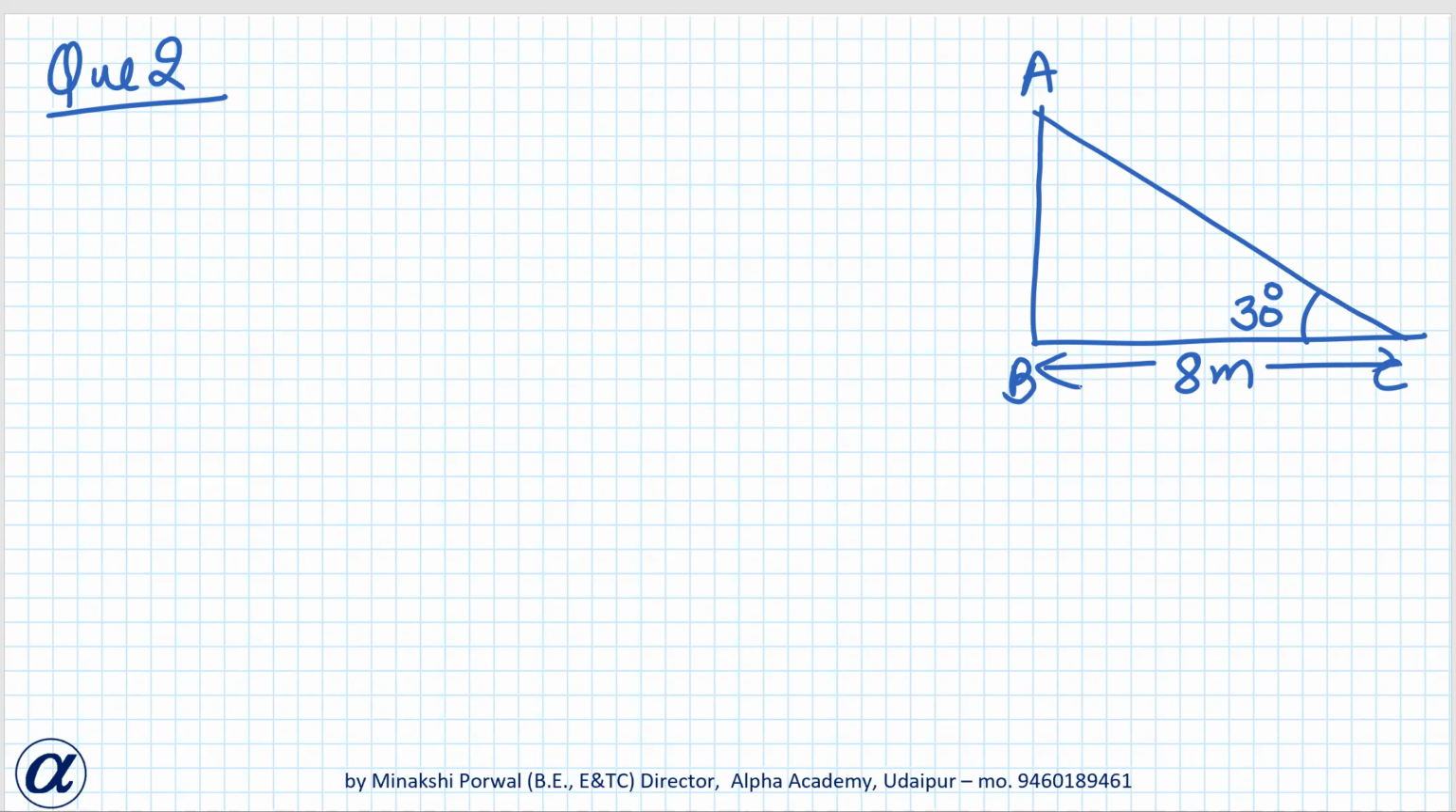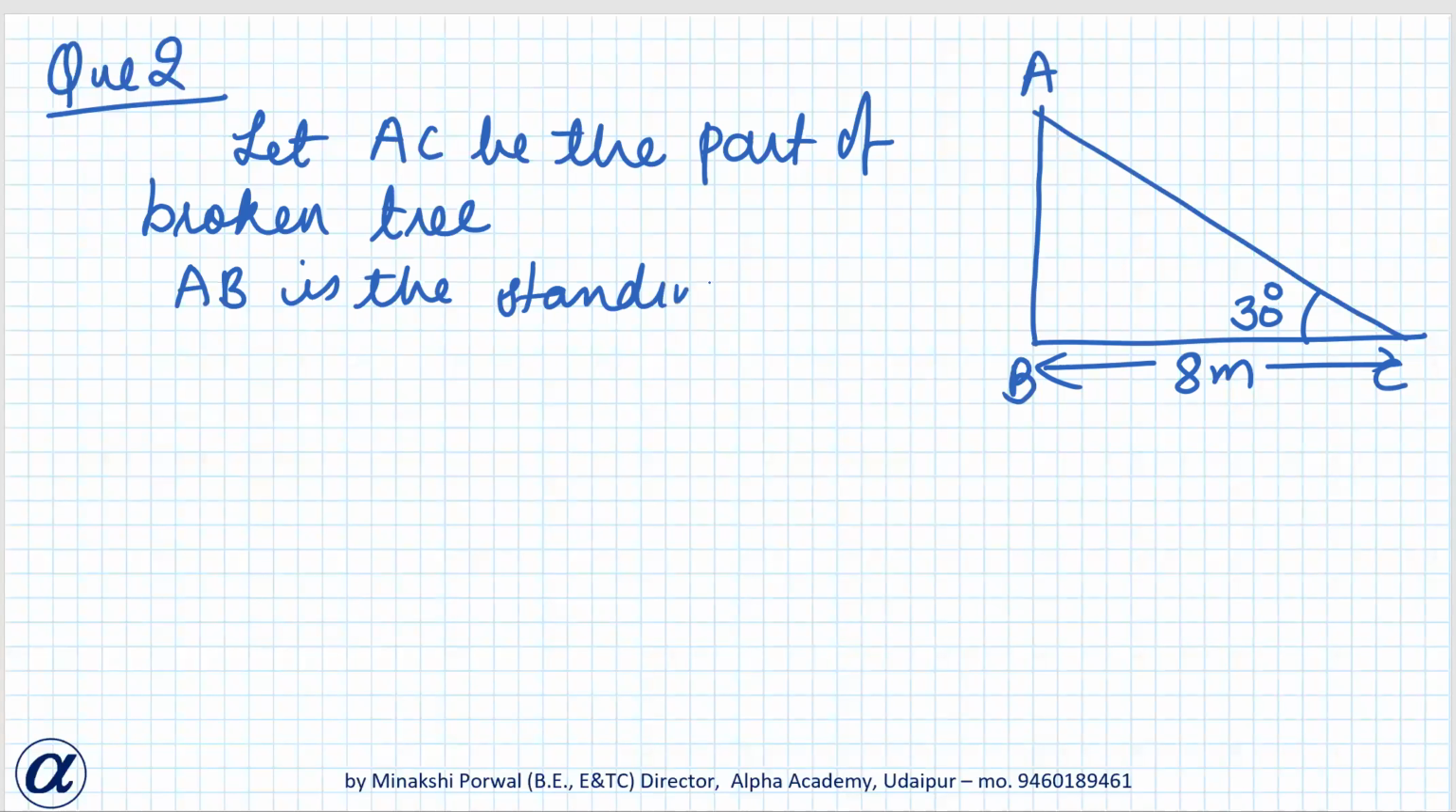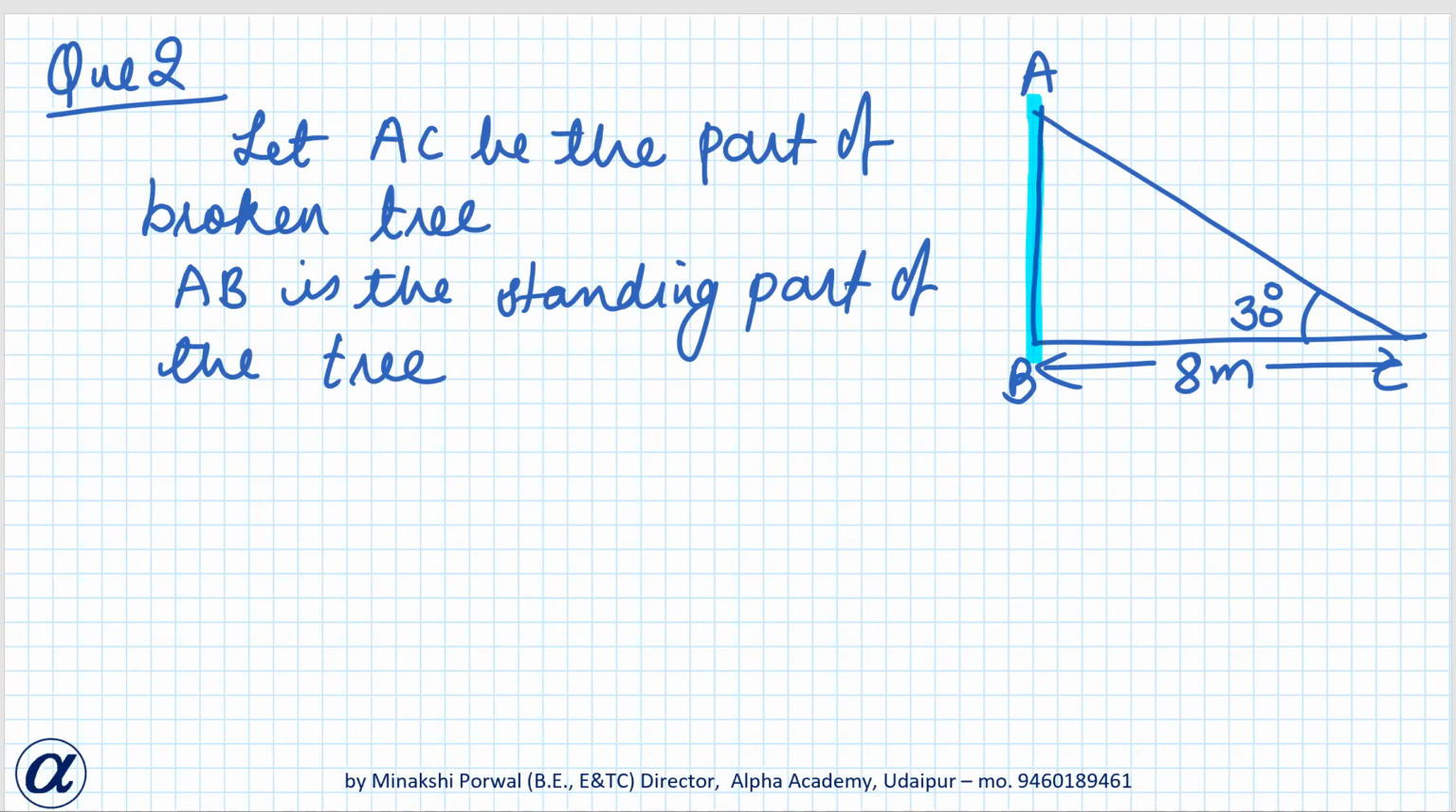Let AC be the part of broken tree. AB is the standing part of the tree. So first of all, suppose I am interested in finding AB. Which trigonometric ratio will relate AB and BC?